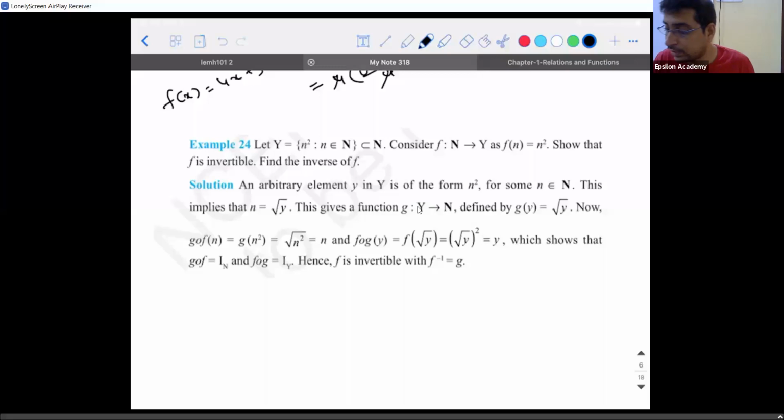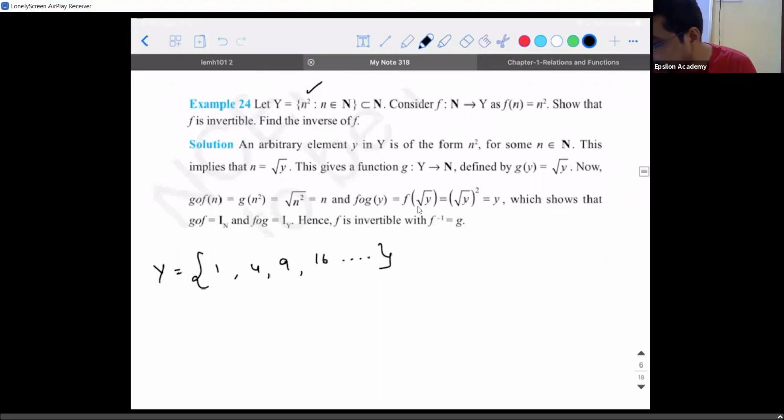Example 24, what does it say? Y is equal to n square, where n belongs to natural numbers. So set y will be how? Let's try to write it in the roster form so that we get clarity. We'll have 1, 4, 9, 16, and it keeps on going like this. This is a subset of natural numbers, accepted, because 1, 4, 9, 16, everything is a subset of natural numbers.